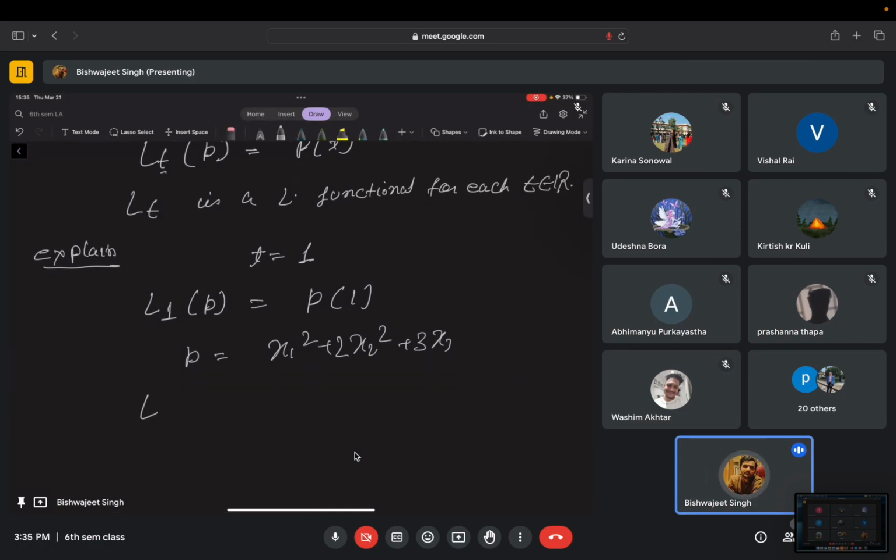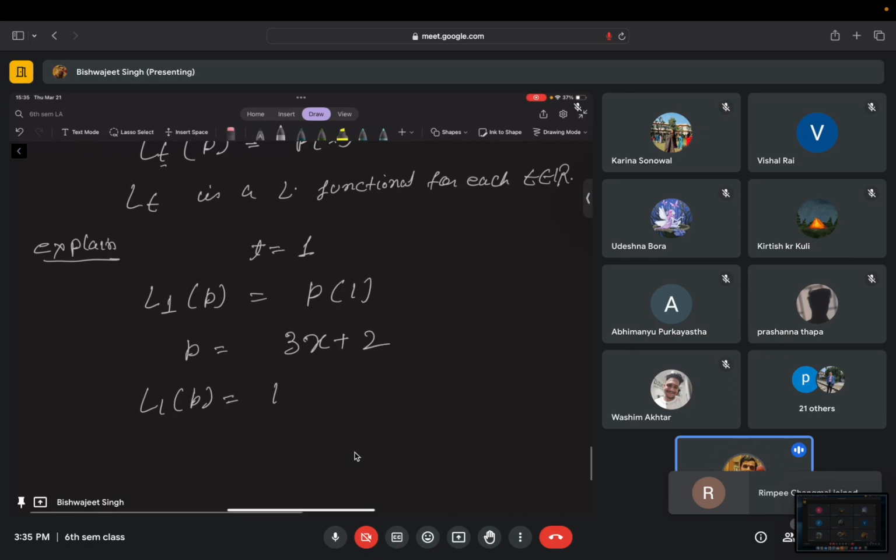So what is L1 of p? It is nothing but you just have to place 1 in place of x. Sorry, this is a polynomial in 3D. So let me take the polynomial as 3x plus 2. Because we are talking about R, we are talking about only one variable. If we take x1, x2, x3, we are taking more than one variable, so it will be in R2, R3. So take 3x plus 1. You just place 1 in place of x, and what you get is 5.